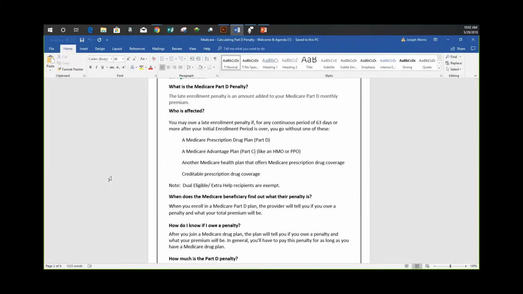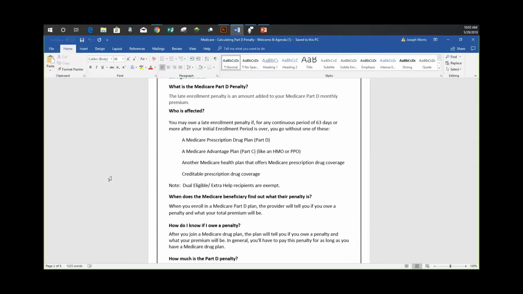Who is affected? Well, you may owe, or your client may owe, a late enrollment penalty if, for any continuous period of 63 days or more after your initial enrollment period is over, you go without one of these. If you go without a Medicare prescription drug plan, a Part D, if you went without a Medicare Advantage Part C, like an HMO or PPO plan, or another Medicare health plan that offers Medicare prescription drug coverage, or if you went without credible prescription drug coverage.